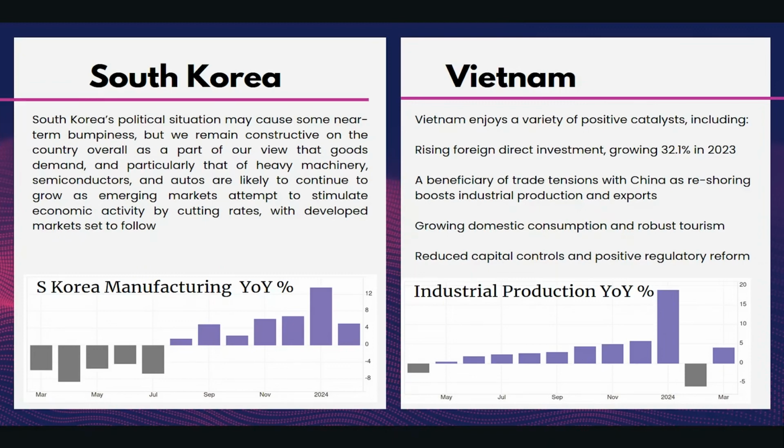We also like seeing growing domestic consumption, a building middle class in Vietnam, and tourism, which is one of the key areas of growth for the economy, remaining robust. Adding to that positivity on Vietnam, reduced capital controls and positive regulatory reform that makes it easier for international investors to invest directly in the country.